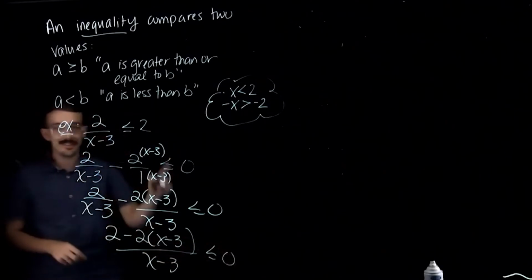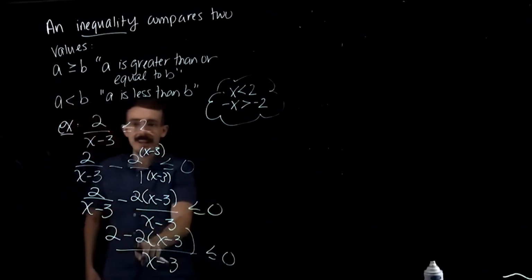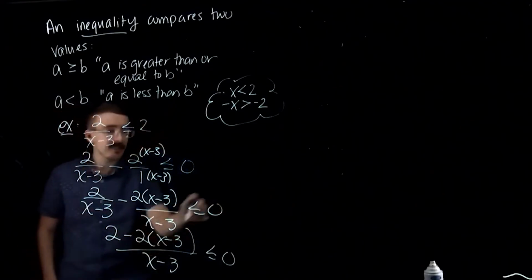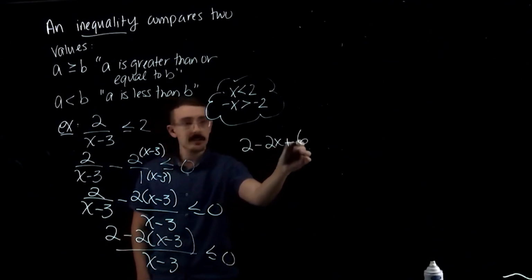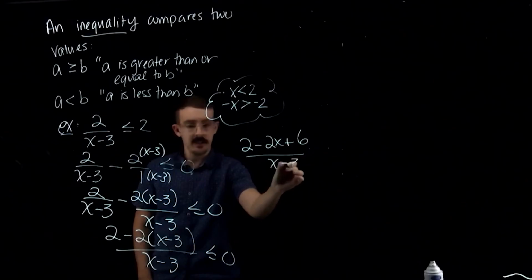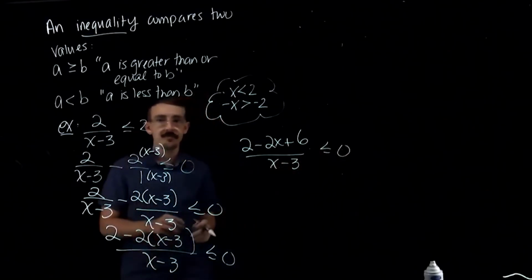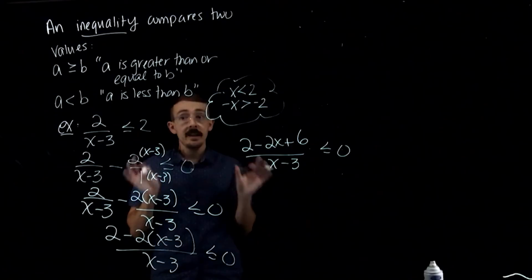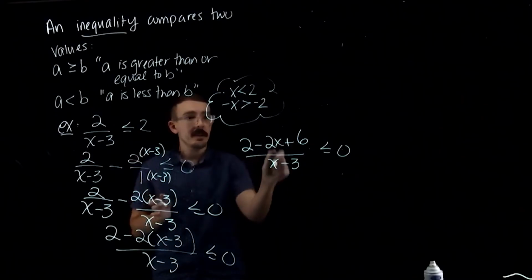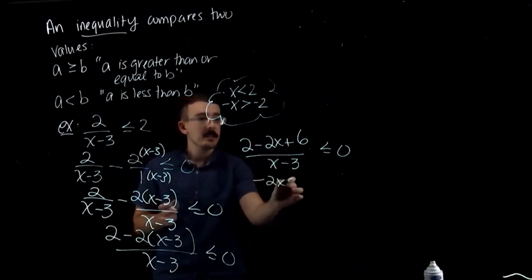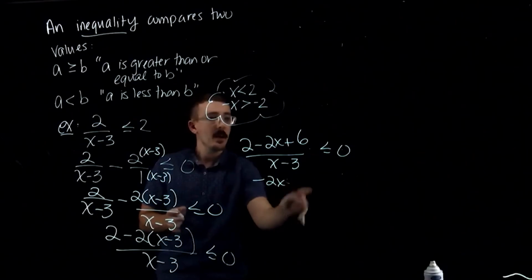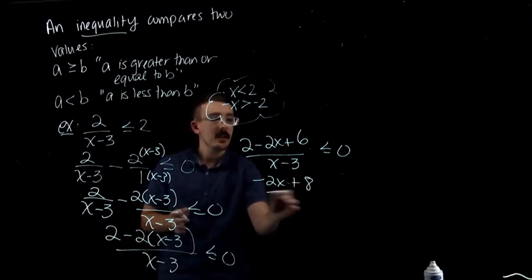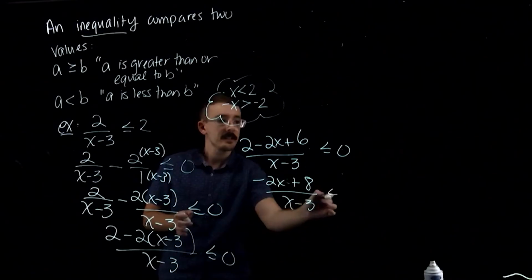From here, I'm going to go over here. So distribute the -2 to the x and the -3, and you're going to get 2 minus 2x plus 6 over x minus 3 is less than or equal to 0. Next, what I'm going to do is combine like terms up here. So I'll get -2x plus 4. Sorry about that, it's 8. So -2x plus 8 over x minus 3 is less than or equal to 0.